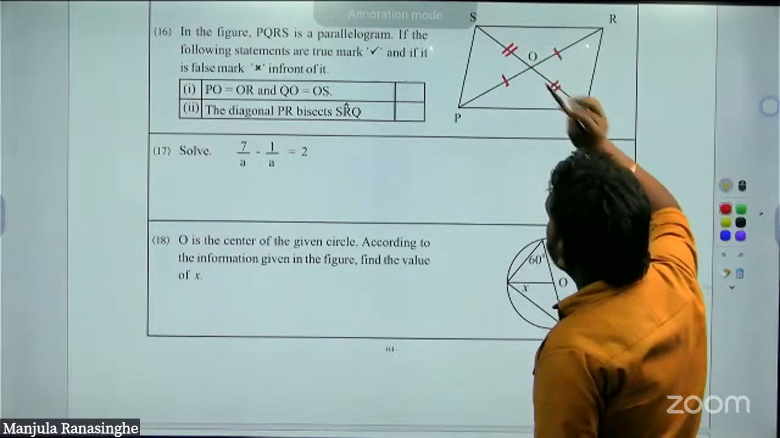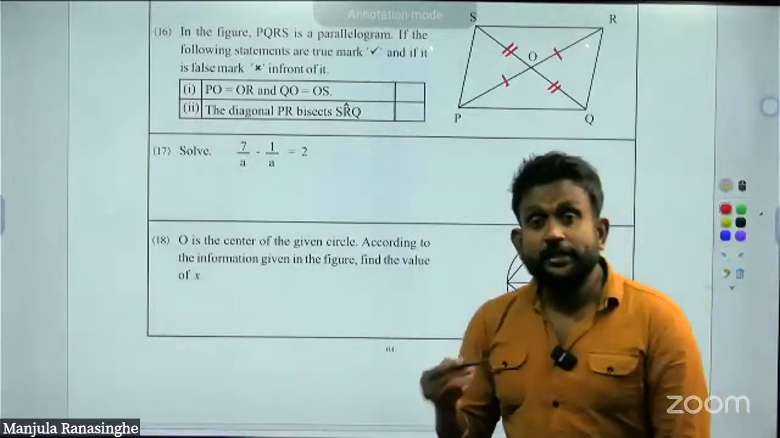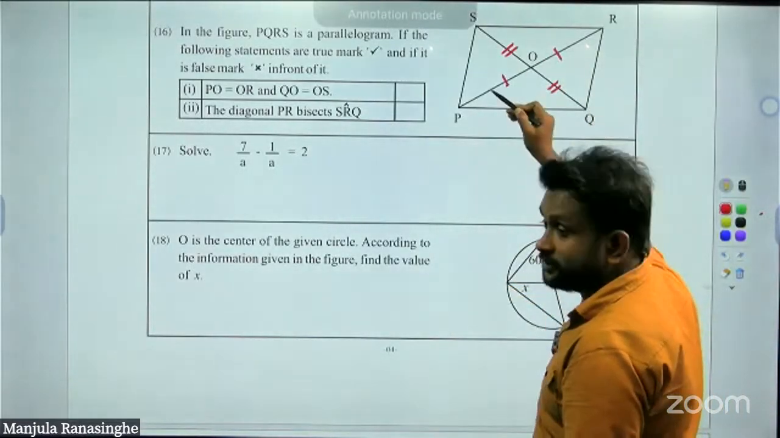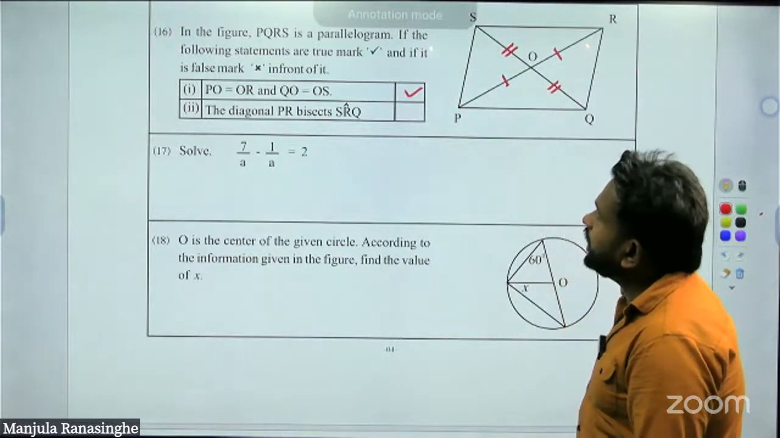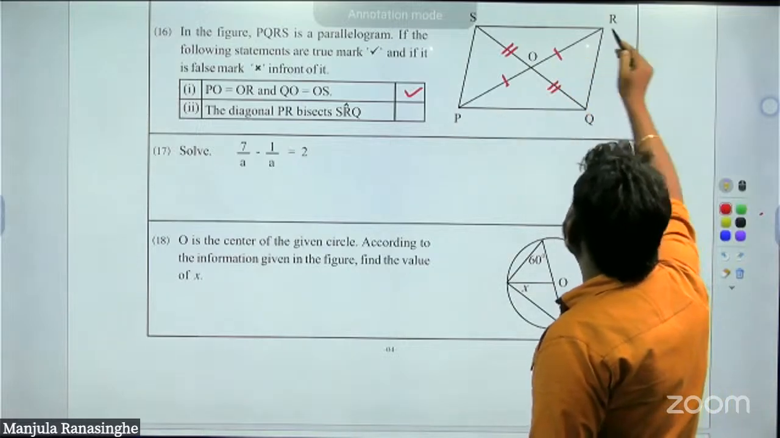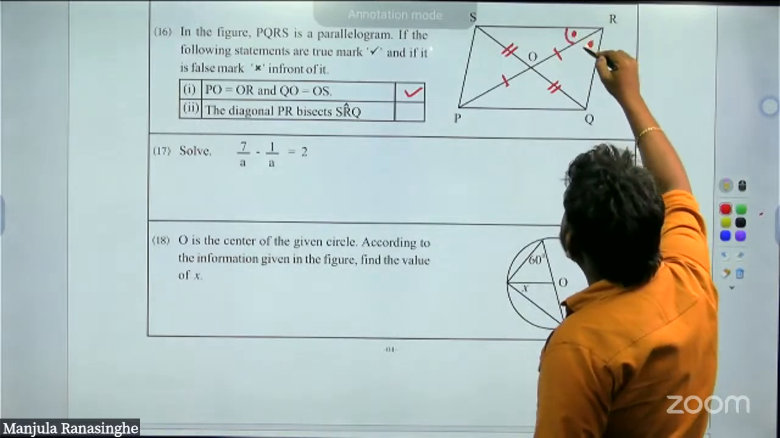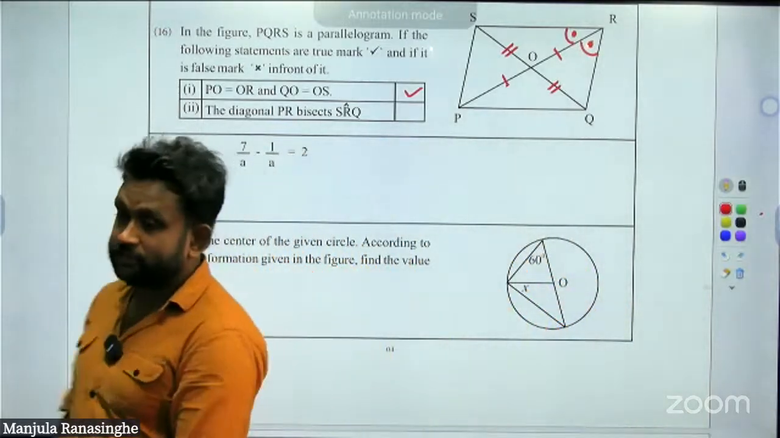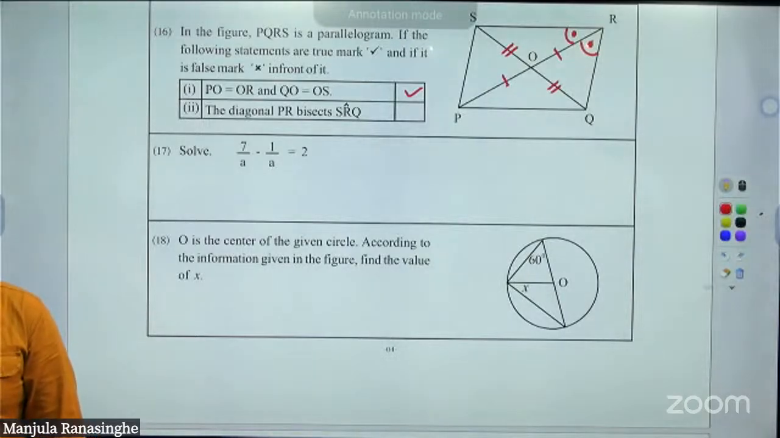Yes, that is okay. Under which condition? In a parallelogram, the diagonals bisect each other. Right. So the diagonals bisect each other. Yes, that is true. Then the diagonal PR bisects angle SRQ. That means these two angles are equal. Tell me, is it true or false? What is your answer? Send me in the chat. What is the answer? True or false?